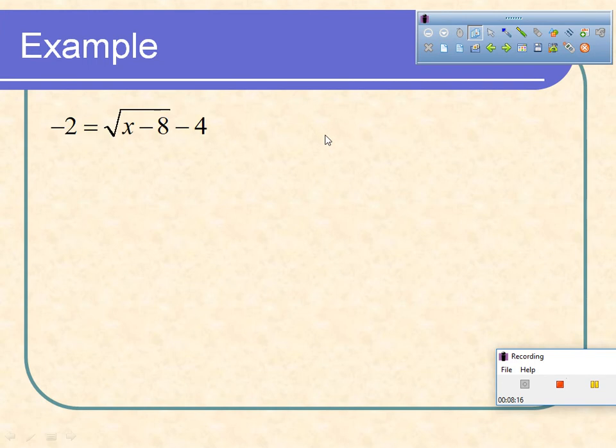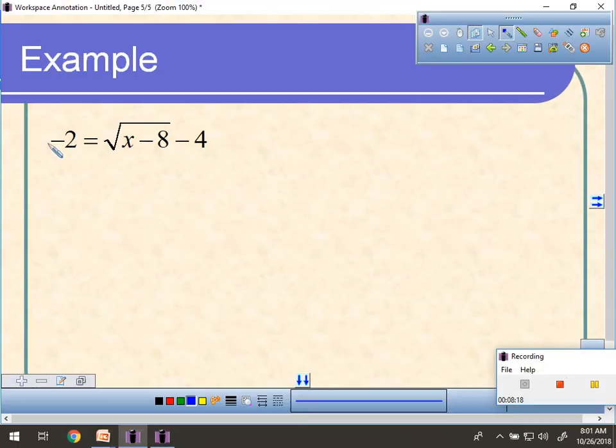It looks like this. And so I've got negative 2 is equal to the square root of x minus 8, minus 4. Notice I said square root. So guys, the understood root right here, if you want to take a second and write it, if there's never a root right here, it's understood to be 2. That's called a square root. So if you want to put a 2 there, you can. But just like before, you're trying to solve this. In this case, you're trying to solve this for x. So you want to get the x by itself.